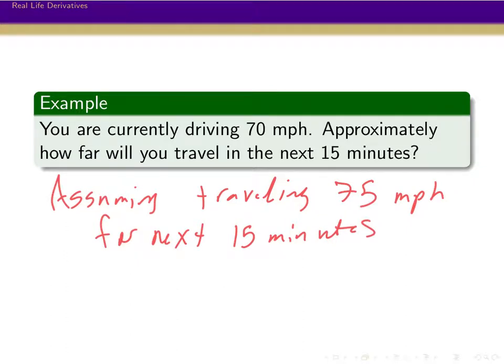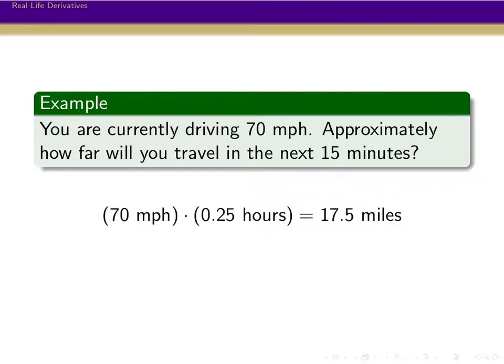Right. And so here, this is a really straightforward problem. It's not going to shock you. This is how we do it. We're going to take 70 miles per hour, multiply it by, well, what is 15 minutes? 15 minutes is 1/4 of an hour. And then out of that, we get 17.5 miles. Okay, so this is a calculus class, so let's think about how we think about this in terms of calculus.